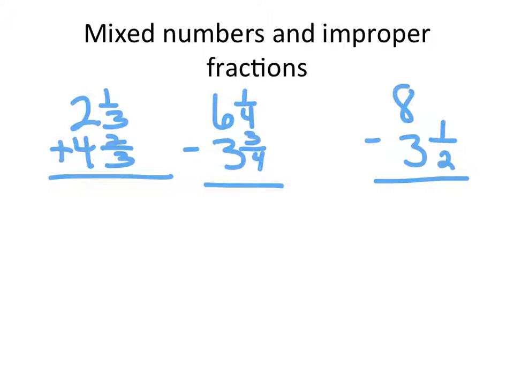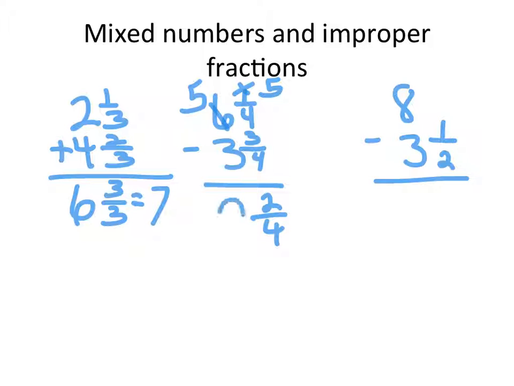So in this first problem, we want them to be thinking 4 plus 2 is 6, 2/3 plus 1/3 is 3/3, 6 3/3 is the same as 7 because 3/3 makes a whole. 6 1/4 take away 3 3/4. I can't take 3/4 away from 1/4, so I need to take my whole, break it into fourths, because that's the name of the piece that I'm working with. That would be 4/4, and I already have 1 here, so if I add that together, I would have 5/4. 5/4 take away 3/4 is 2/4. 5 take away 3 is 2, and my answer is 2 and 2/4.